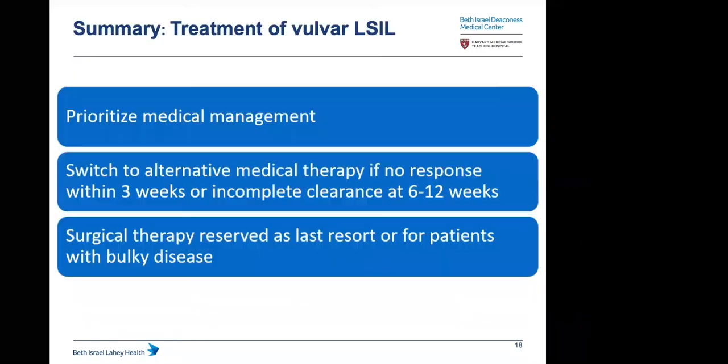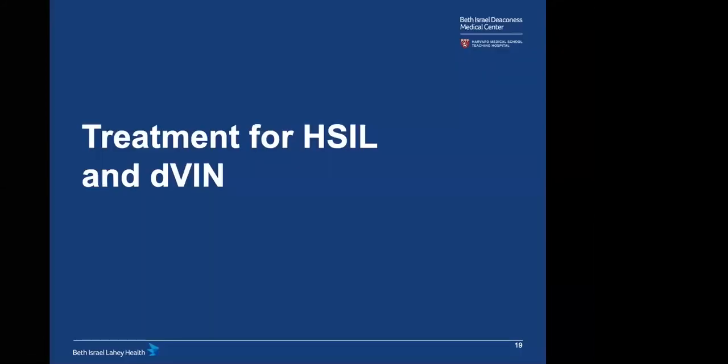These are options. In general, you want to prioritize medical management, and switch to a different medical management if there's no response within 3 weeks, or there's incomplete clearance at 6 to 12 weeks. And then in general, we can reserve surgical therapy for LSIL or genital warts for patients that have bulkier disease or are more symptomatic or are not responding to any of the medical options.